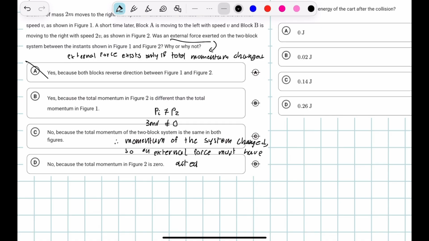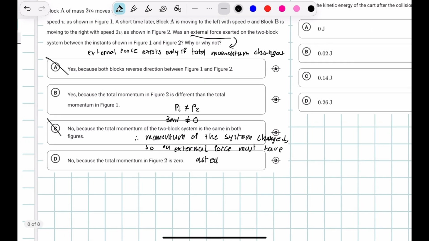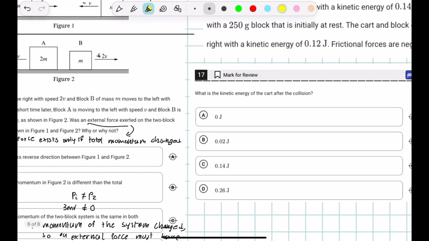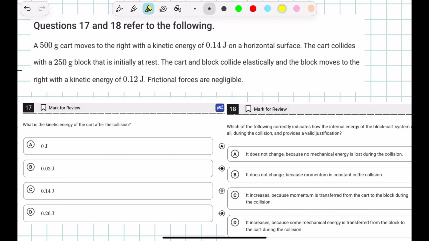No, because the total momentum of the two block system is the same in both figures. No. But no, because the total momentum in figure 2 is 0. Well, yeah, that's true, but not just that. There's a better reason, which is B. Okay, so let's move on to our final two questions.